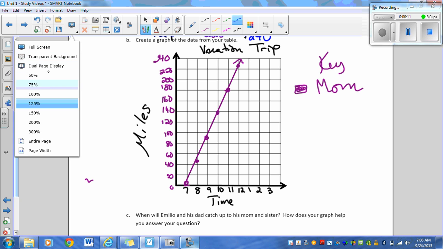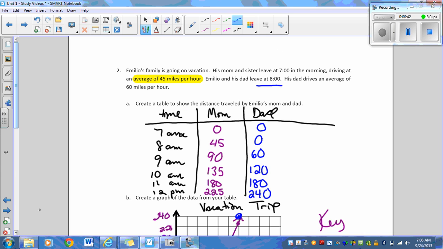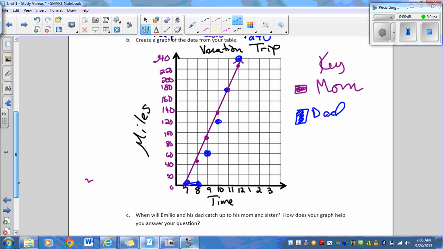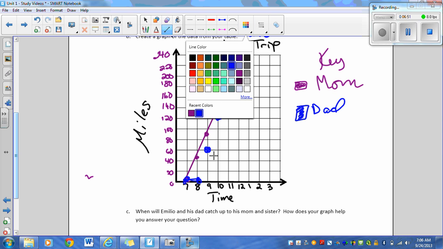Okay, now dad is in blue. He is at 0 at 7 a.m. He's at 0 at 8 a.m. And then he goes up by 60s. So at 9 a.m. he's 60 away. At 10 a.m. he's 120 away. At 11 a.m. he's at 180. And at noon he's at 240. And blue is dad. Okay. I got a blue line.